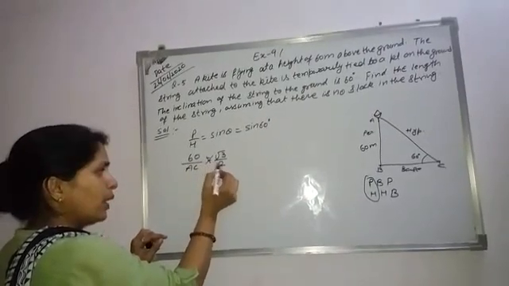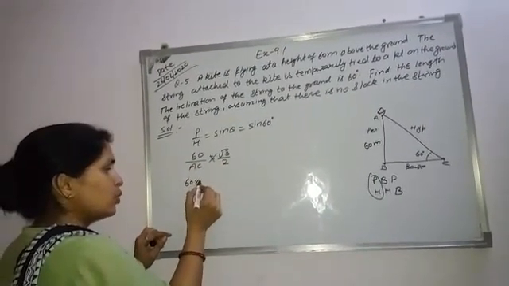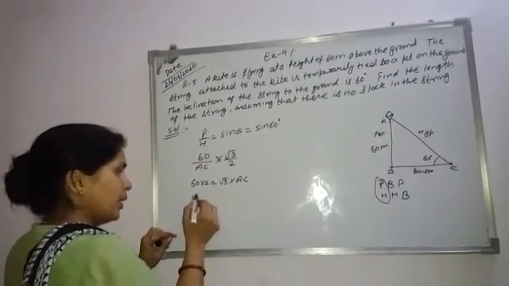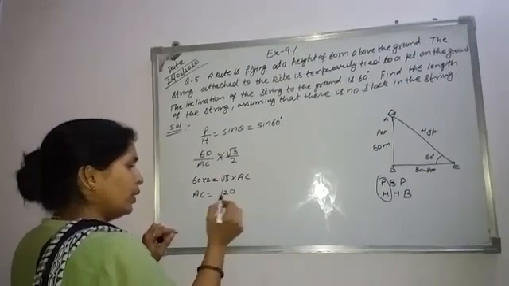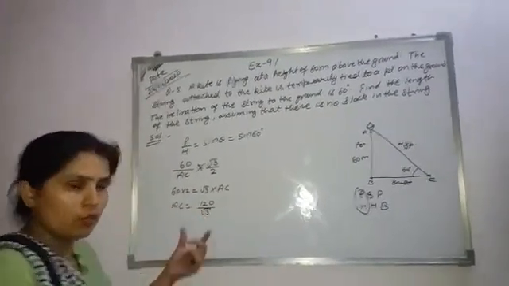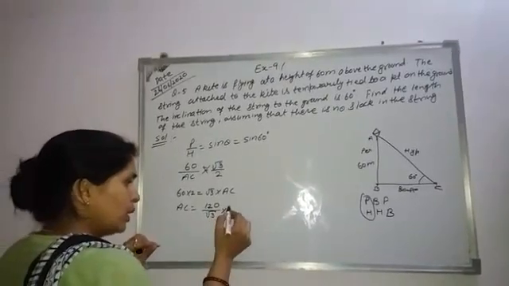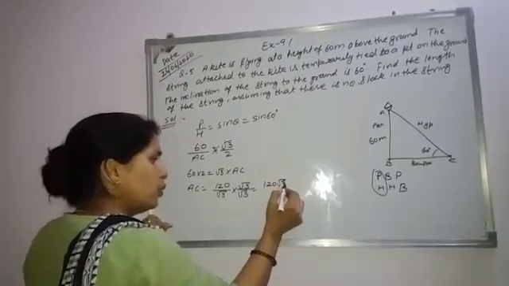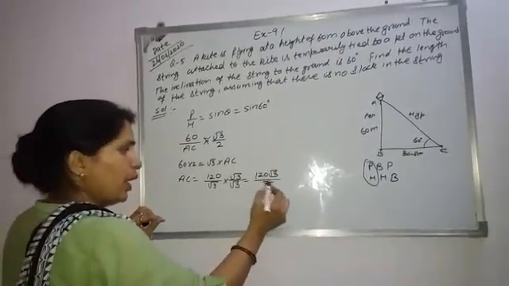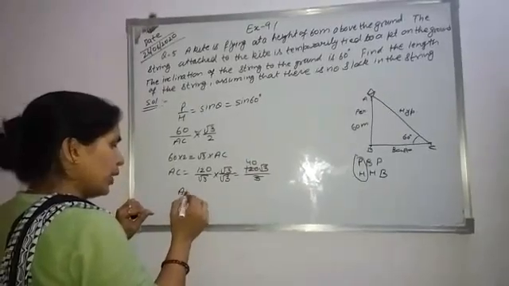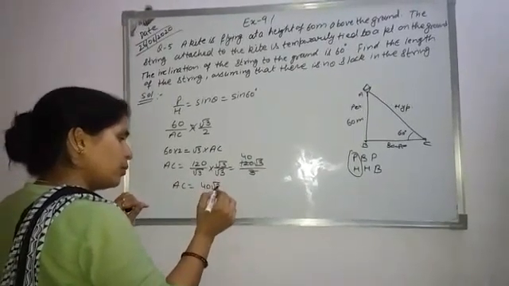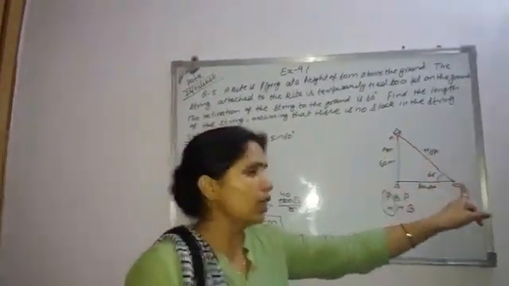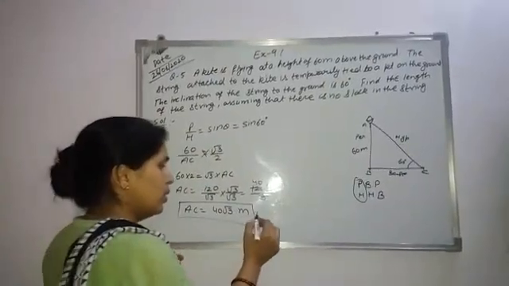When we apply cross multiplication, 60 into 2 is equal to root 3 into AC, and AC will be equal to 120 divided by root 3. Again we have to simplify this term. So multiply and divide by root 3, then we obtain 120 root 3 divided by 3, and 3 times 40. So AC is equal to 40 root 3 meters. This is the length of the string. So this value is the required value.